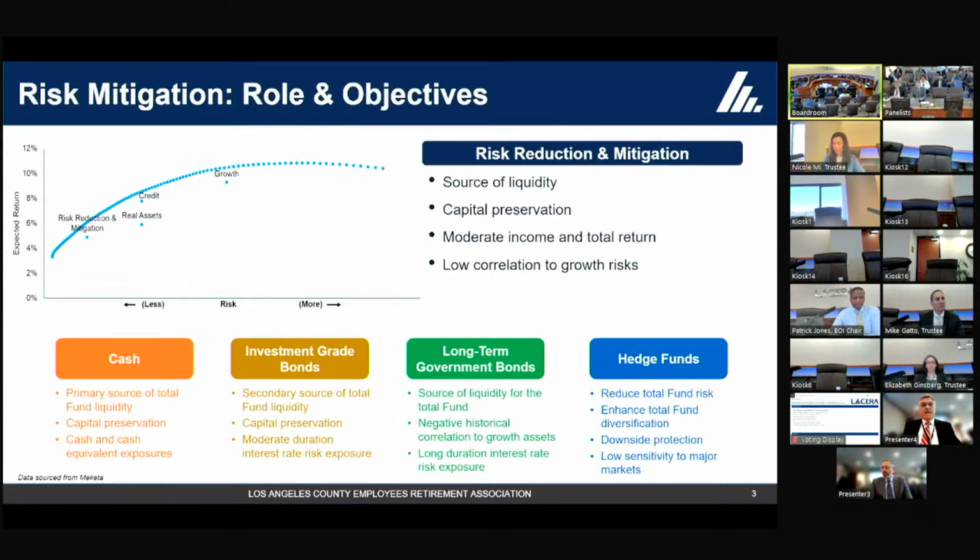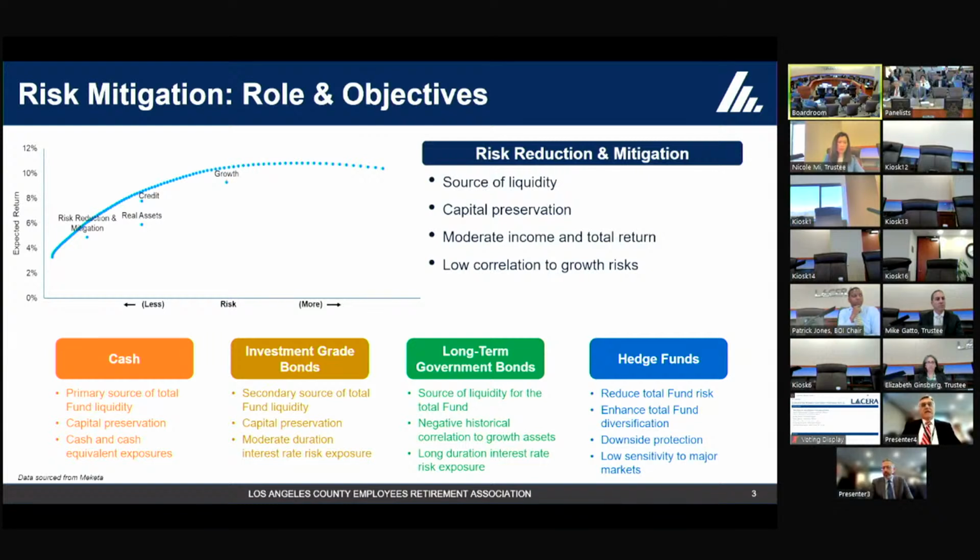As the name risk mitigation indicates, the purpose of this category is to reduce the risk of the overall fund. As the graph in the upper left indicates, risk mitigation has the lowest risk and lowest expected return among LACERA's functional categories. In this chart, we're measuring risk by the standard deviation of returns. But risk mitigation reduces the fund's risk by other measures as well. For example, providing liquidity, by diversifying the portfolio, and by providing downside protection.